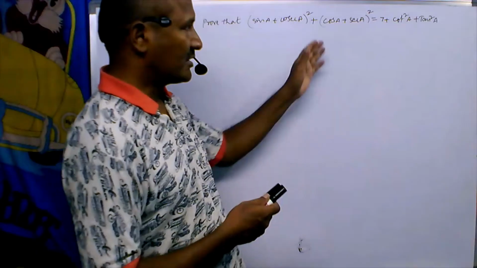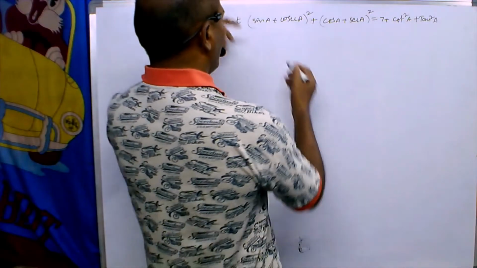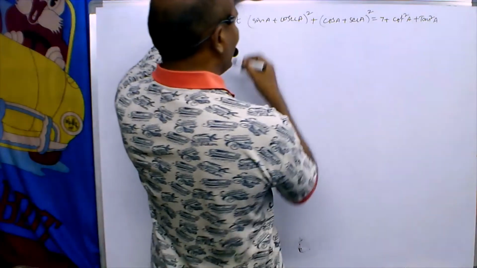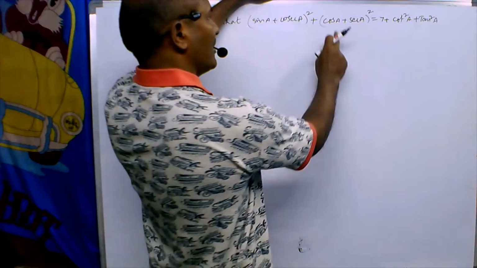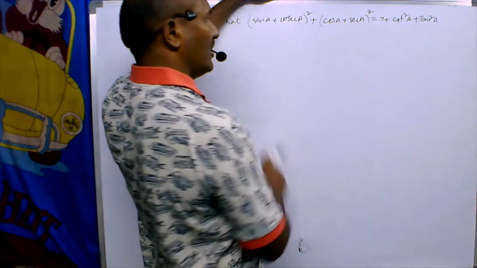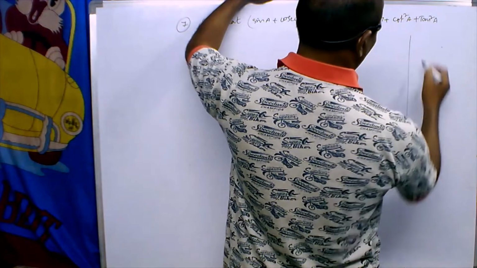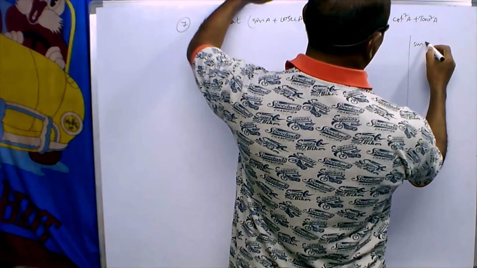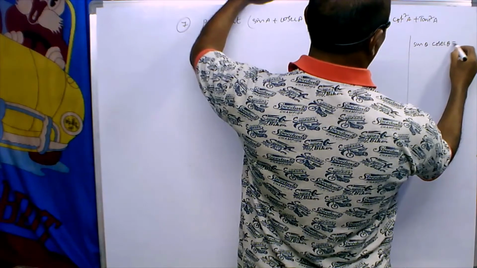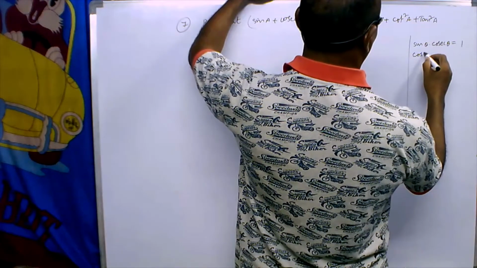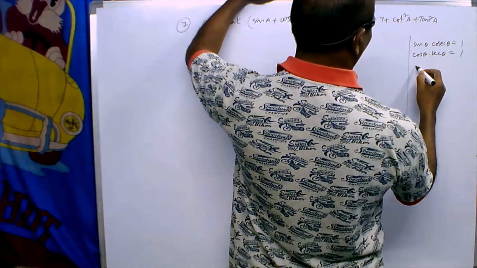First of all, let us see which concepts can be applied here. Here sin A is there, cos A is there. They both are reciprocals to each other. Cos A and secant A, they too are reciprocal to each other. Now let us see here. Sin theta into cosecant theta is equal to 1. Cos theta into secant theta is equal to 1.